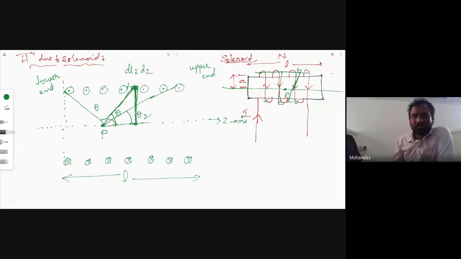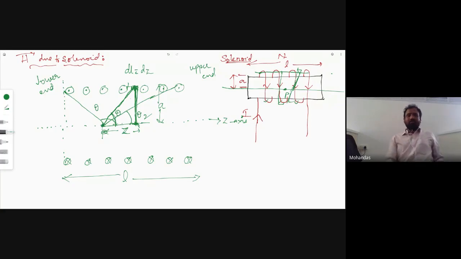Yes. Very good. Yeah, because it is the radius of the solenoid. And as it is placed along the z-axis, from P to this perpendicular distance, let us take it as z. This is angle theta. I will come to this triangle later.